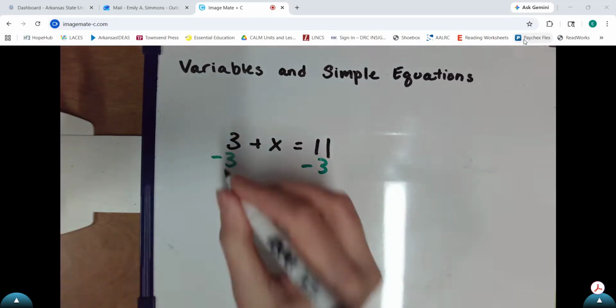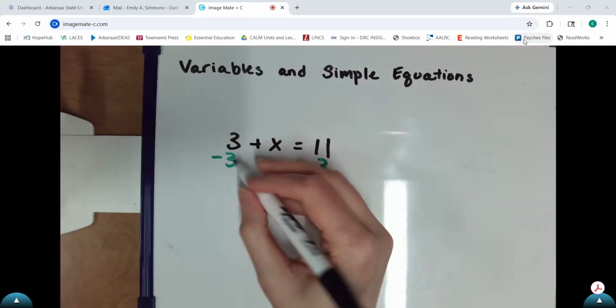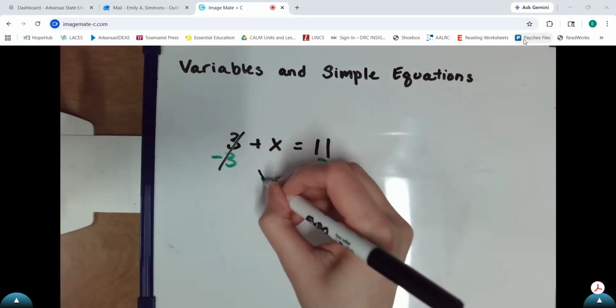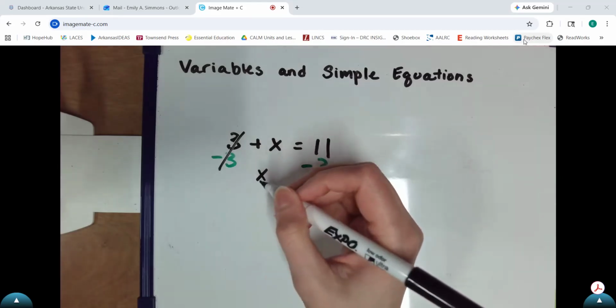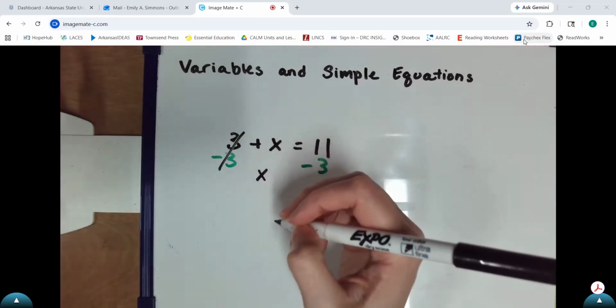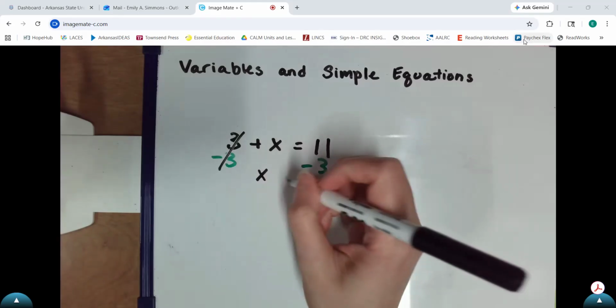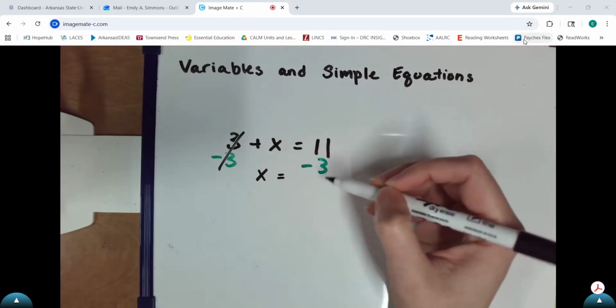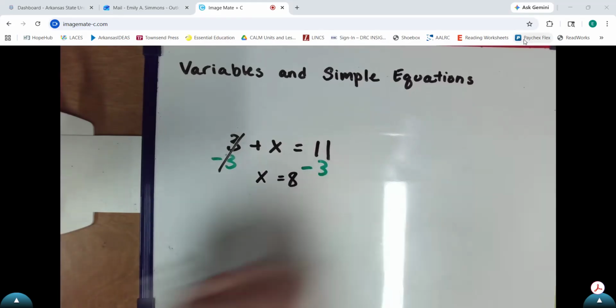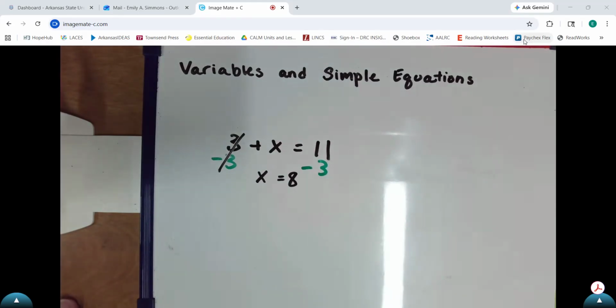3 minus 3 cancels out, and I am left with my x by itself, or I could say plus x, but I don't need that plus there because when something's positive, you can drop the sign that's in front of it. And then 11 minus 3 leaves us with 8. So my answer here is x equals 8.